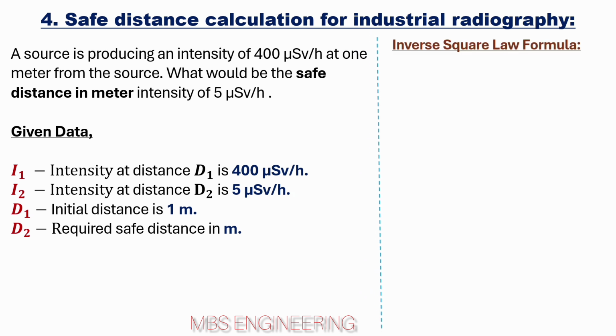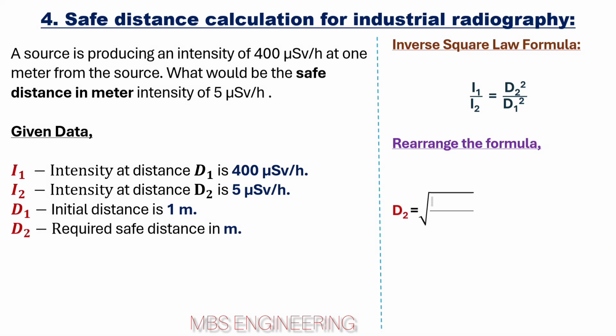Inverse square law formula. I1 divided by I2 is equal to D2 squared divided by D1 squared. Rearrange the formula. D2 is equal to the square root of I1 into D1 squared divided by I2. Apply the given data. D2 is equal to the square root of 400 into 1 squared divided by 5. Therefore, based on the above equation and calculations, the required safe distance, D2, is 8.944 meters.